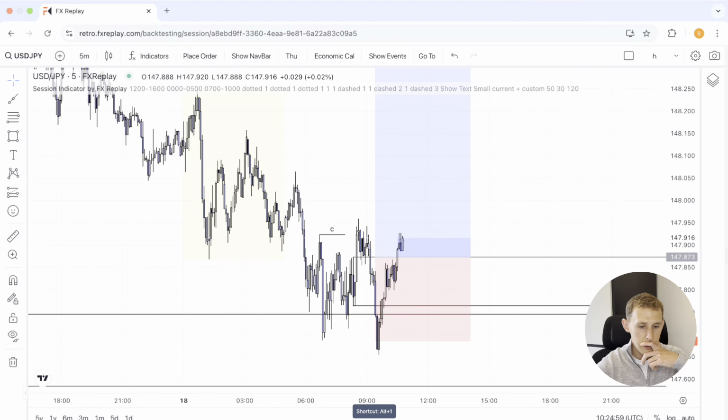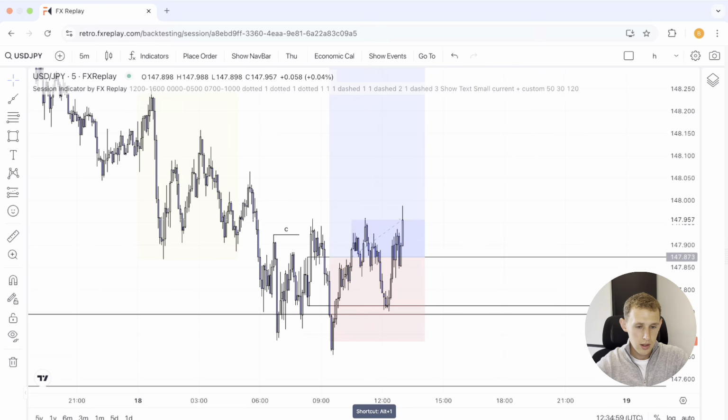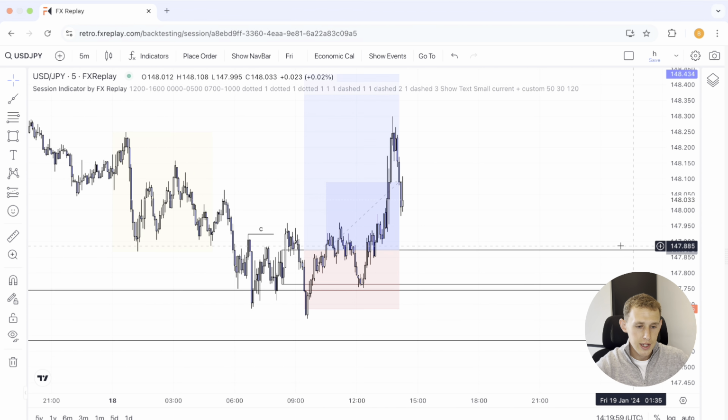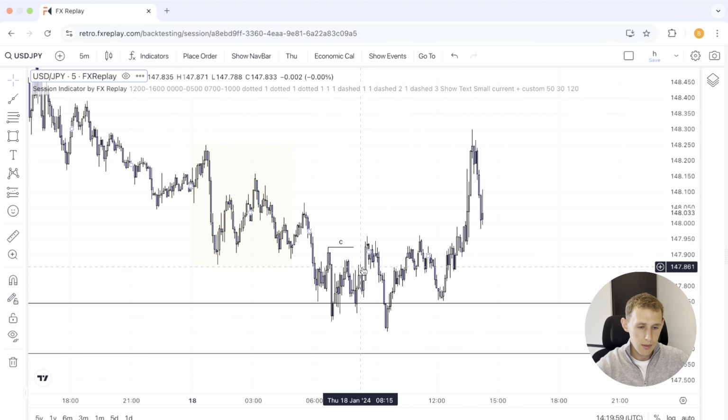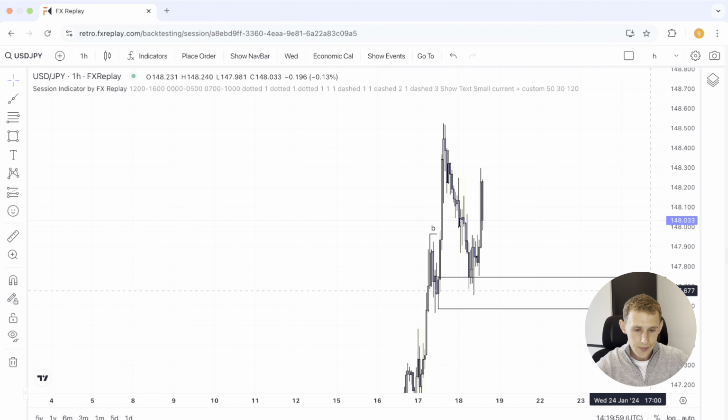Okay, nope, so looks like it didn't respect our analysis there. Yeah, I think we were just slightly early. You can see we just got wicked out of that trade. Don't really want to re-enter this though. So I'm going to look for a new area. Yeah, so spot on point of interest, just a shame it wicked us out.